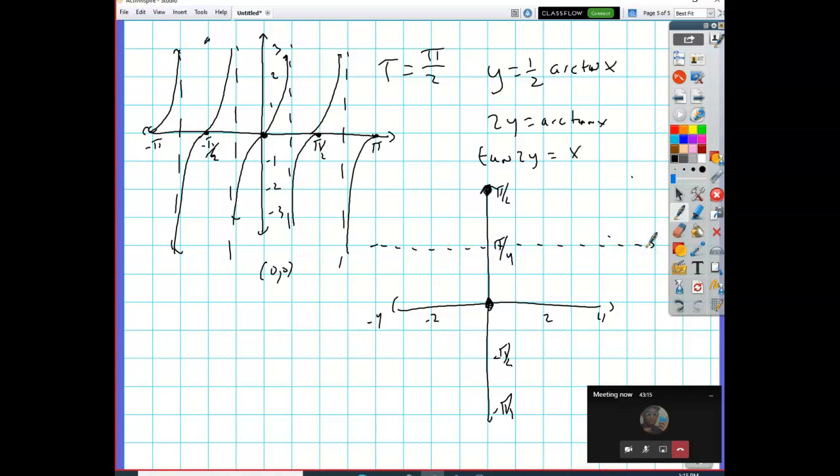And by the way, I have another asymptote over here, right? So that's pi over 4, negative pi over 4. So negative pi over 4 is an asymptote over here. My brain is melting.